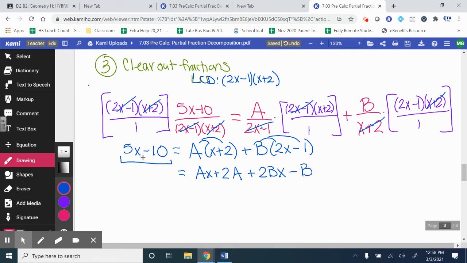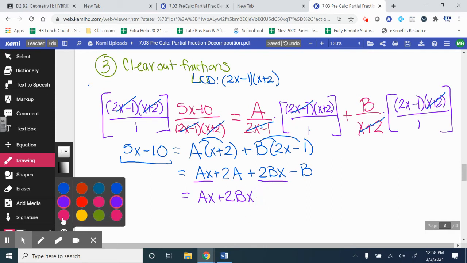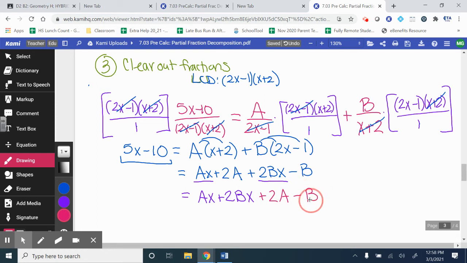Notice on the left that the first term, the 5x, has an x attached to it, and the second term is just a constant. I want to group everything on the right side that has an x together. So I have ax and 2bx. For this first one, I'll rewrite those next to each other, and then write my plus 2a minus b. Everything in purple has an x, everything in pink does not; it's just a constant.